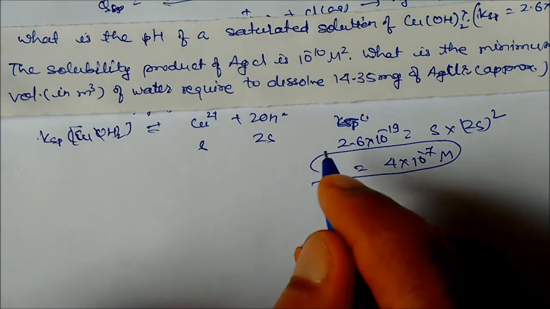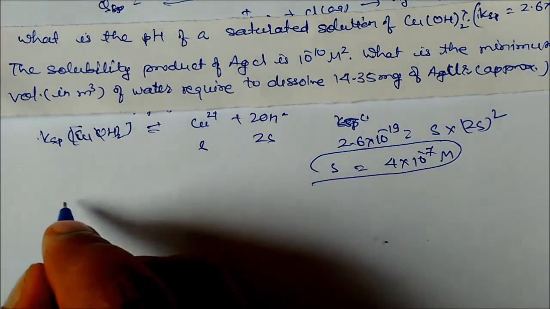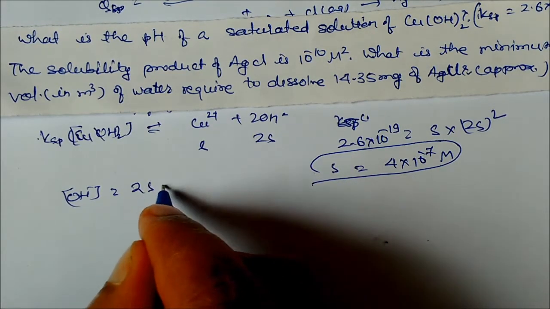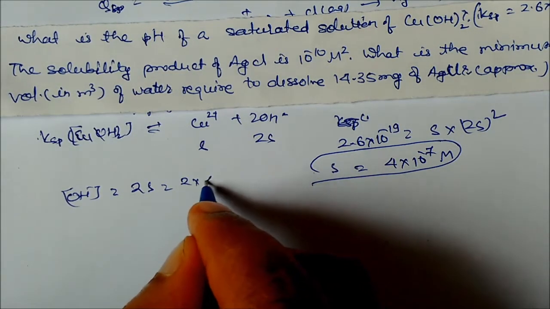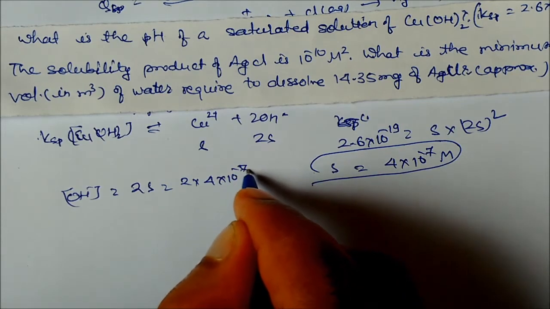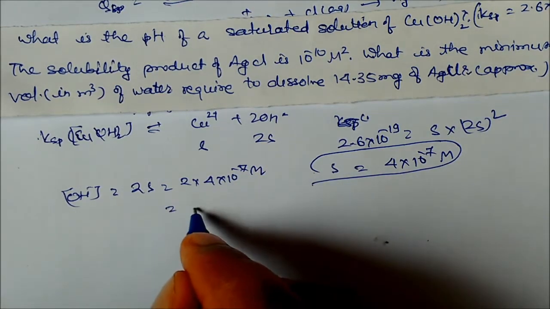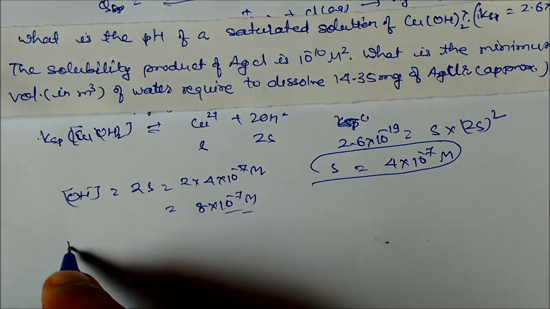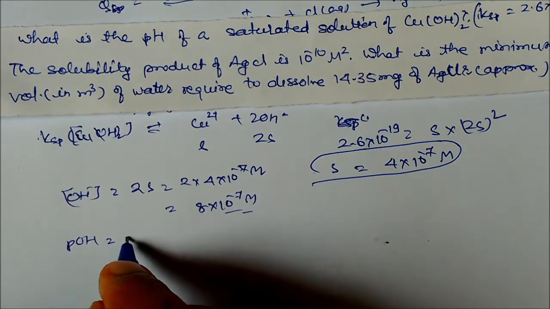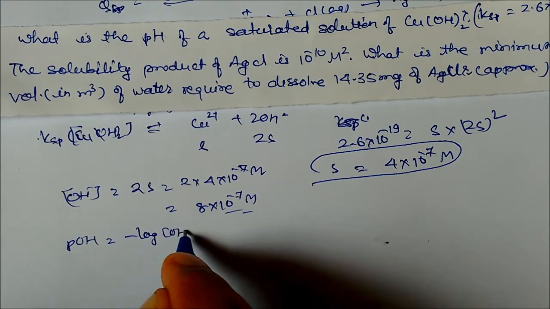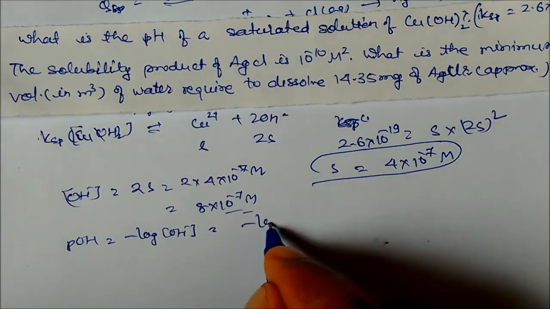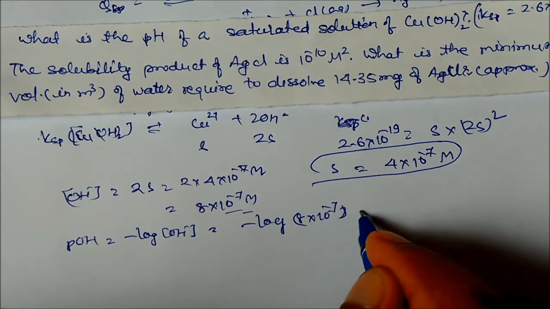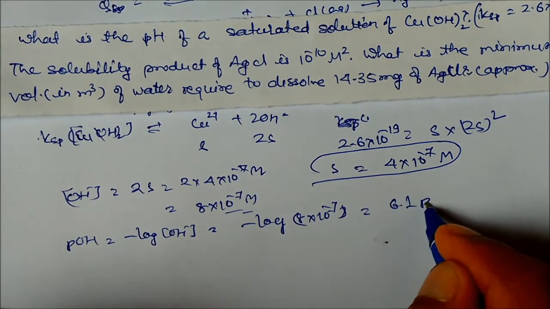Now we got this much. So actually, how much is OH? OH is 2S, and we know S, so 2 into 4 into 10 to the power minus 7 molarity. So the total will be 8 into 10 to the power minus 7 molarity. This is the concentration of OH. So how much will pOH be? pOH will be minus log of the OH concentration, so minus log of 8 into 10 to the power minus 7. So ultimately we will get the result 6.1.